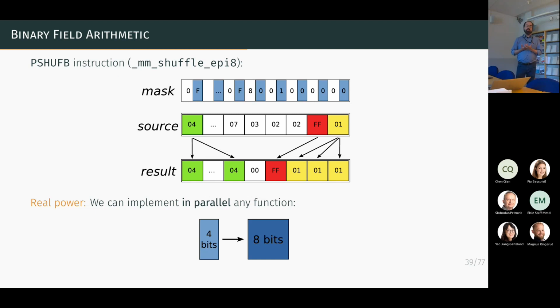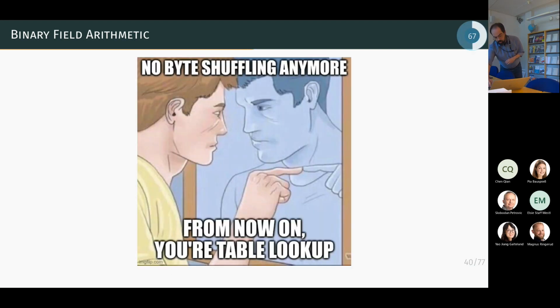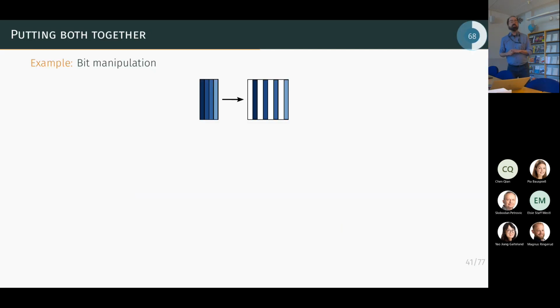Of course, there is a hidden power here. What this instruction is doing is parallel table lookups. If you have in the source some function that takes 4 bits of input and produces 8 bits of output, and you have all the f(i) for i from 0 to 15 in the source register, you just put the indexes in the mask register, and then you evaluate this function in parallel 16 times. So we can turn this instruction from byte shuffling into an actual table lookup instruction, right? It's just convincing it to do something different. So that's exactly what we do.